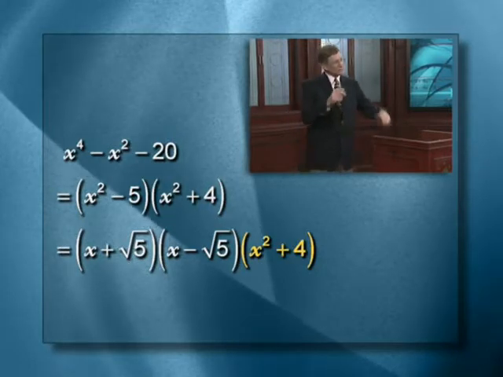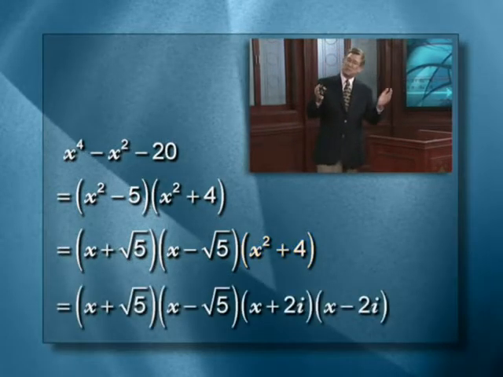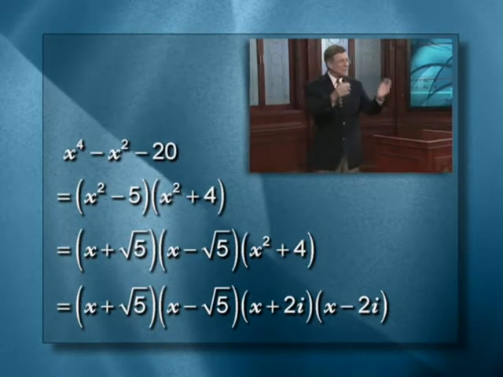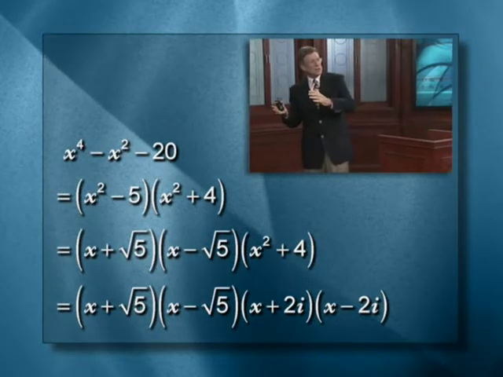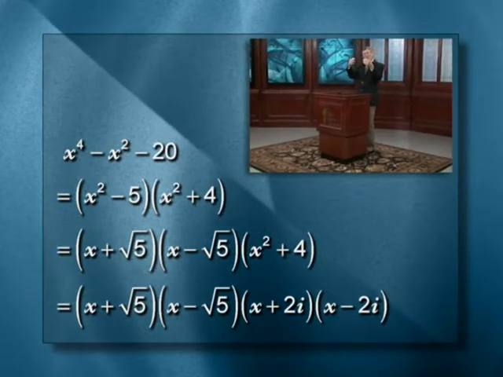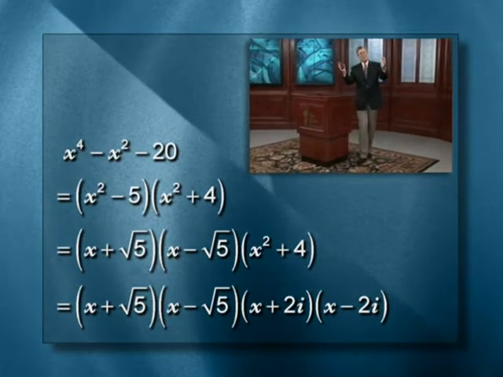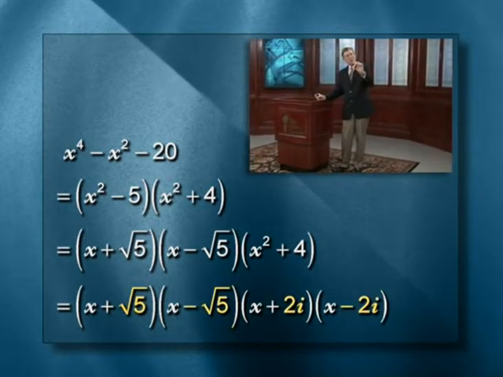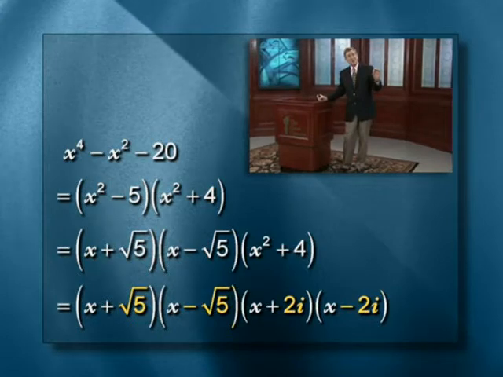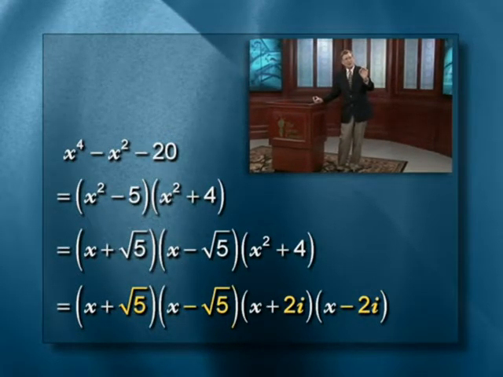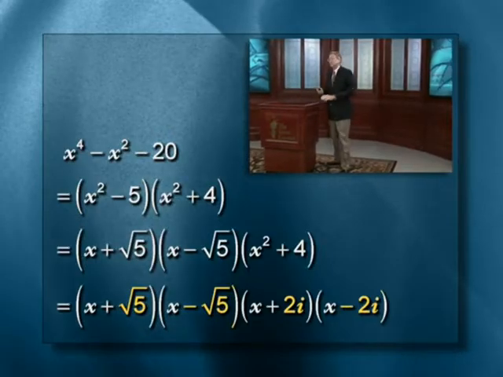And so now it's fully factored as (x plus root 5)(x minus root 5)(x plus 2i)(x minus 2i). If you have the stamina, multiply those 4 terms out, and you'll get the original polynomial. And notice there are 4 linear factors here. The zeros are plus or minus square root of 5 and plus or minus 2i.